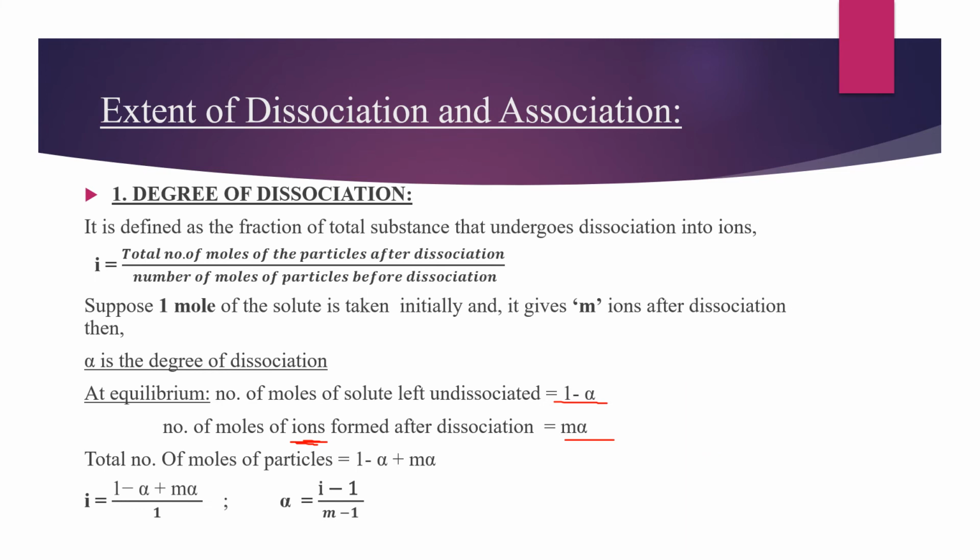Now putting this value into the Van't Hoff factor equation, since the Van't Hoff factor equals the total number of moles of the particles after dissociation, that is 1 minus alpha plus M alpha, divided by the number of moles of the particles before dissociation, that is 1. So from here, on rearranging the equation, we will get the value of the degree of dissociation: alpha will be equal to i minus 1 divided by M minus 1.